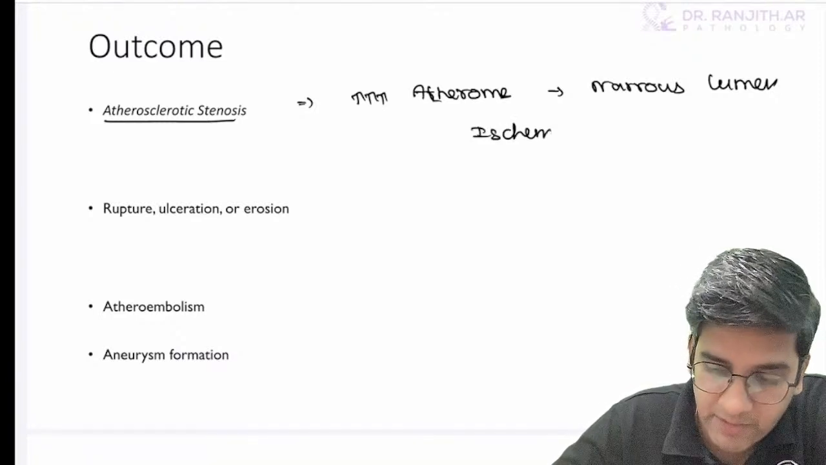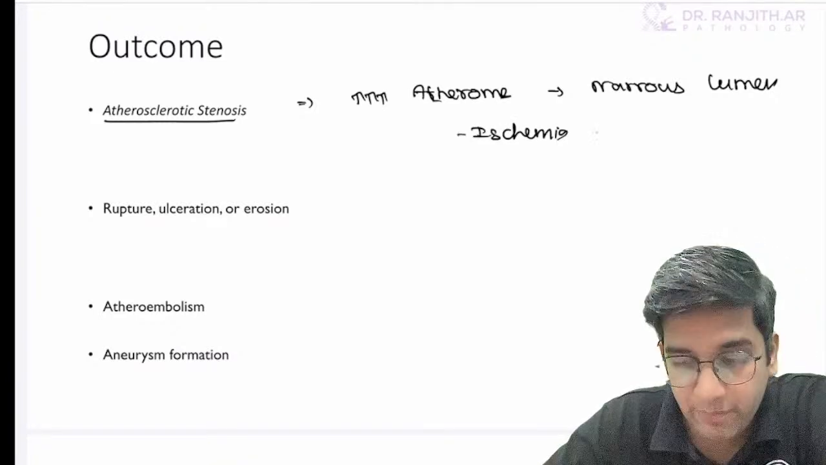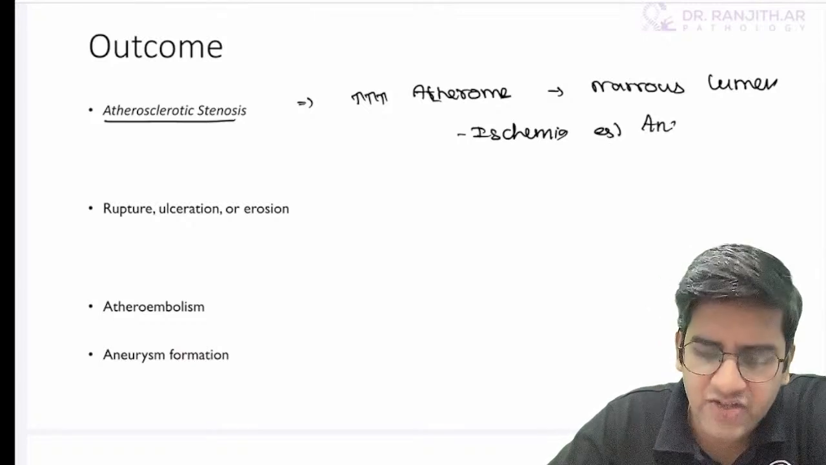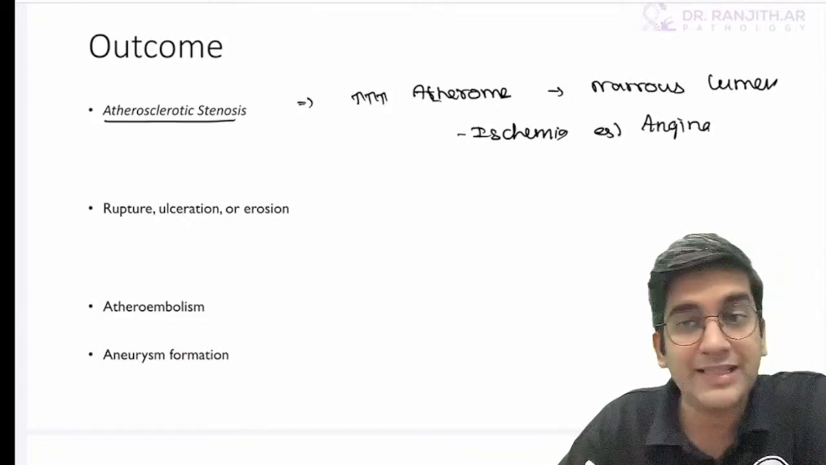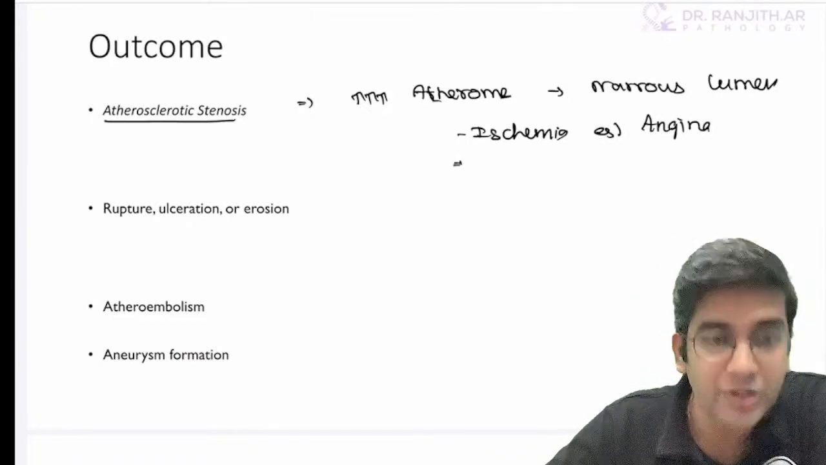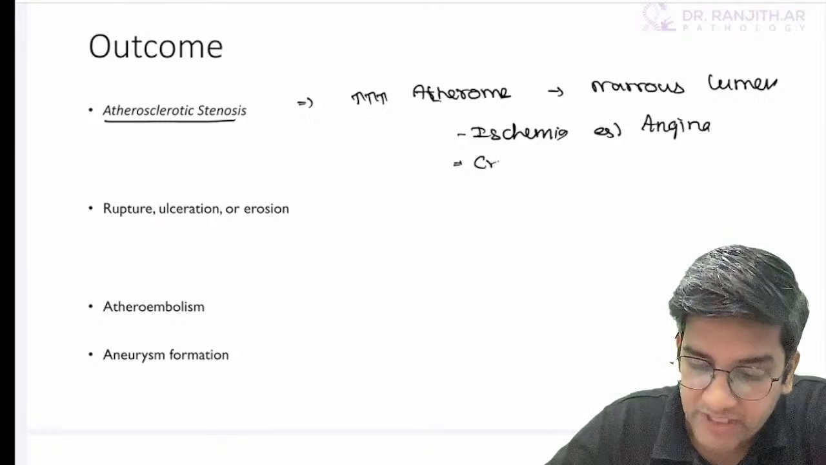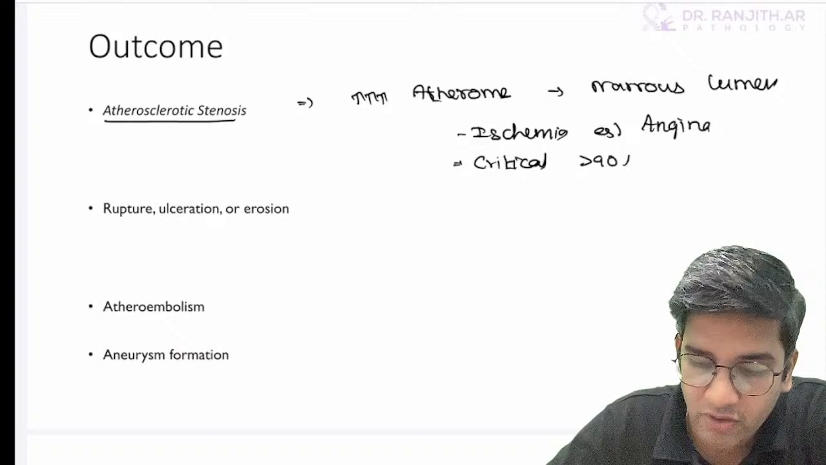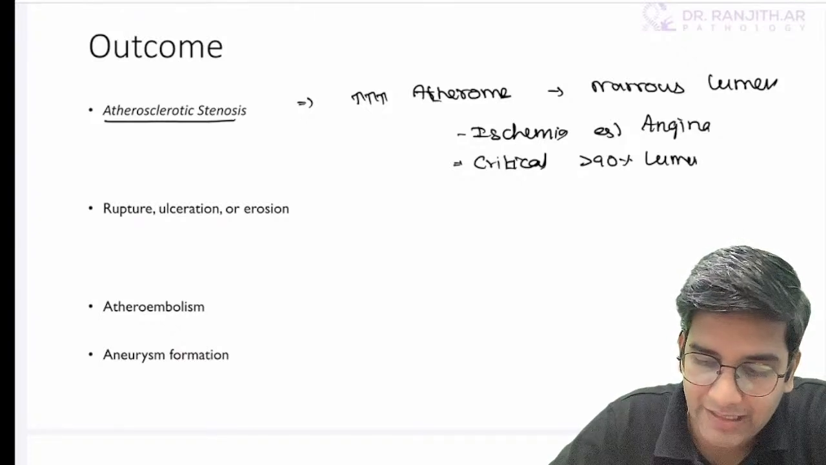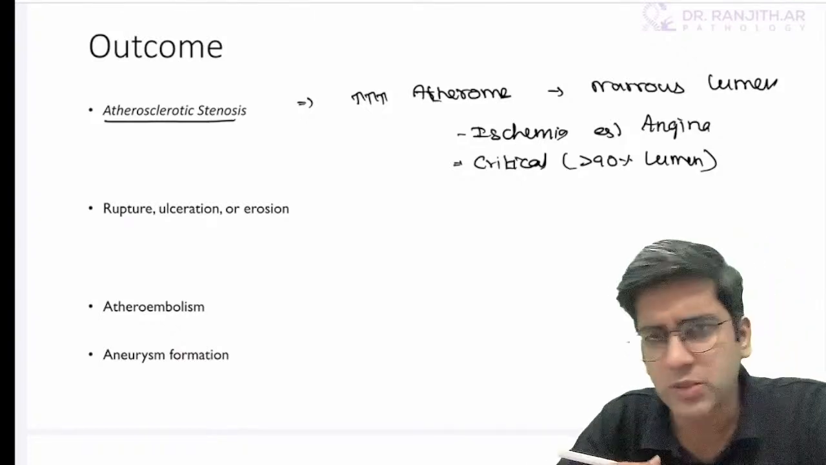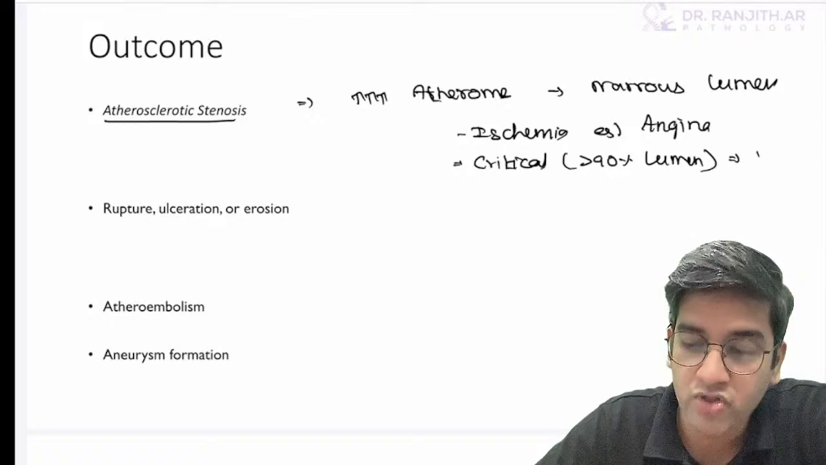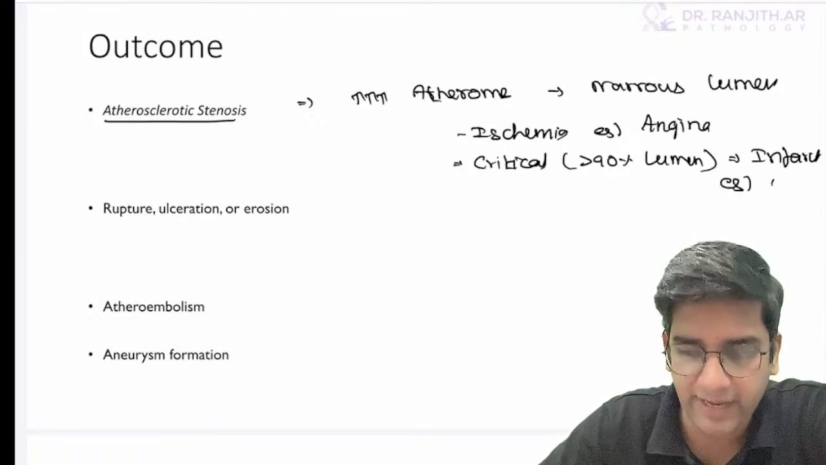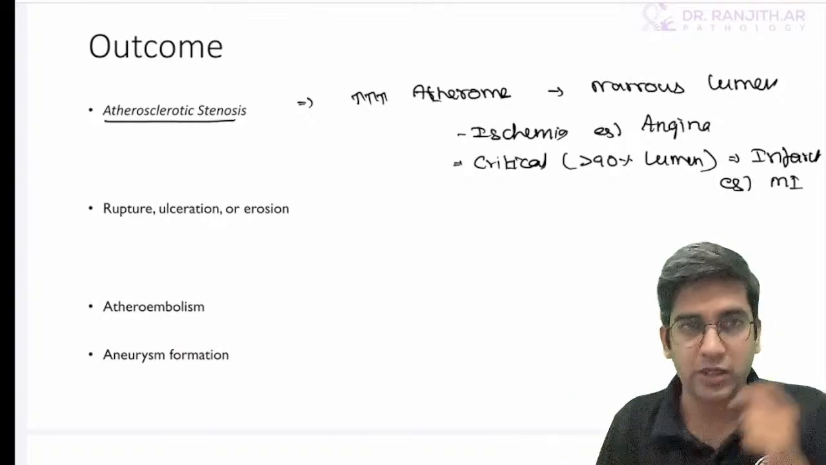Perfect. Ischemia is definitely possible. Example, you can write angina. Angina is obviously an ischemia, right? There is a possibility this can undergo critical stenosis. These words are important. When I say critical stenosis, more than 90% of the lumen is narrowed by the atherosclerosis. We call it critical stenosis. Critical stenosis causes infarct. It's not ischemia, it's infarct. Example, MI, right? So this is the first outcome, right?